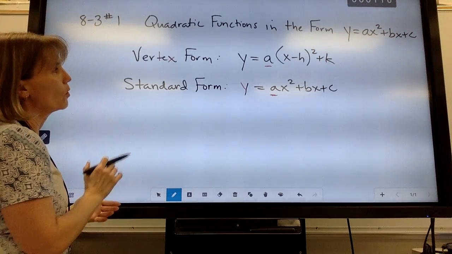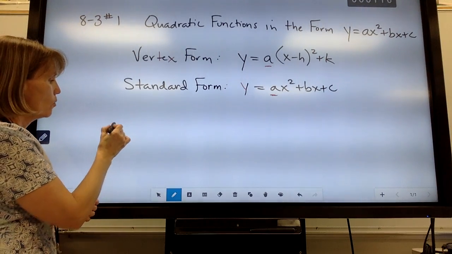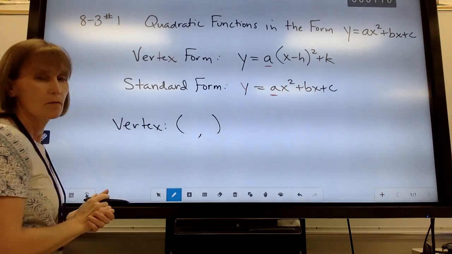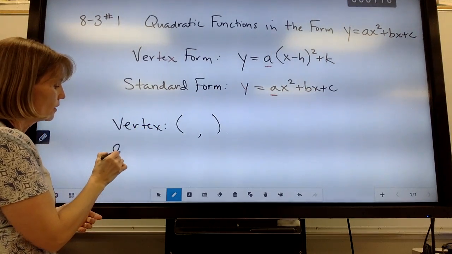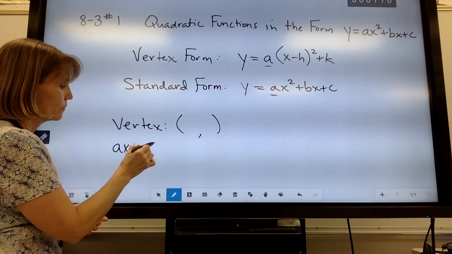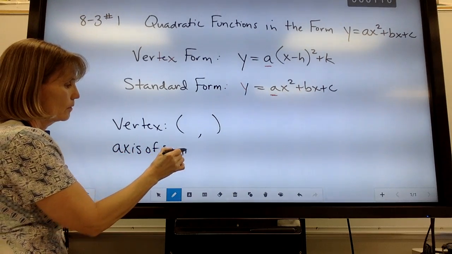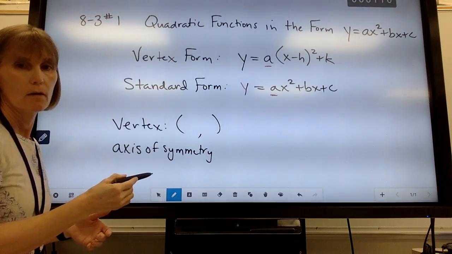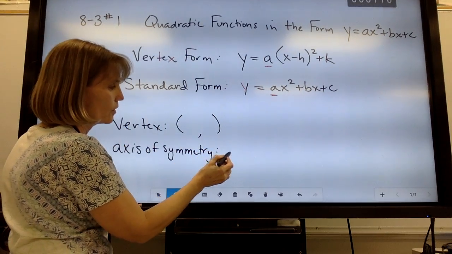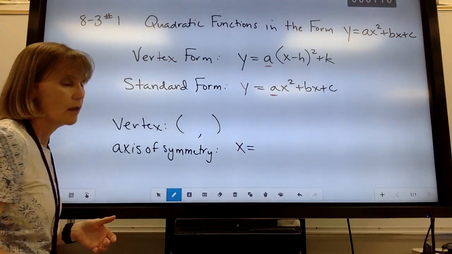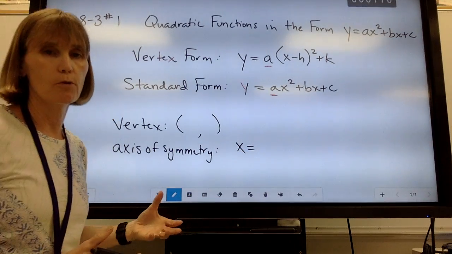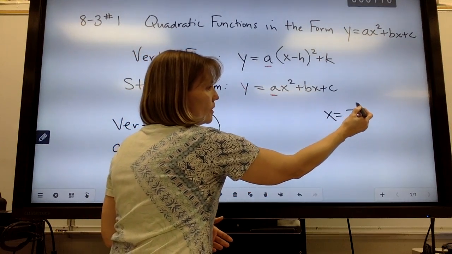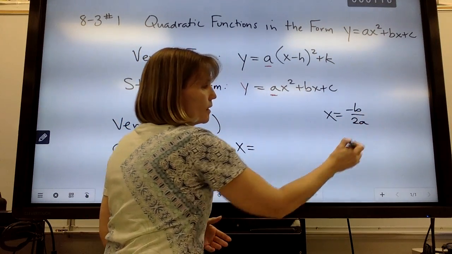Okay, the things that we wanted to know about the vertex form, we asked you where the vertex was. We had to find the vertex. We also had to find the axis of symmetry. Now, when something is in standard form, our axis of symmetry, remember that's a line, it's going to be x equals. And when it's in standard form, we have a formula for finding the axis of symmetry. That formula is x equals the opposite of b over 2 times a.